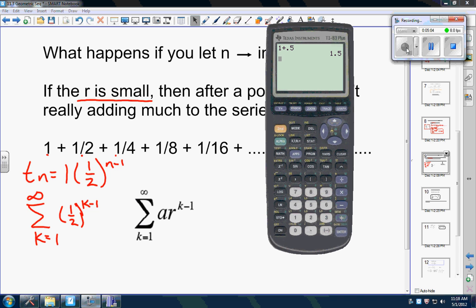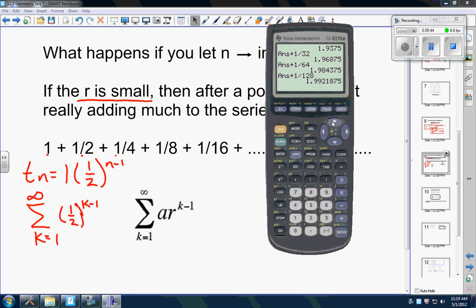1 plus a half takes us to 1 1/2. You add a 1/4 to it. You add an 1/8 to it. You add a 16th to it. You add a 32nd to it. You add a 64th. You add a 128th. You're going to see we're not making much of a dent, whereas before, we were adding 50 cents, a quarter, an 1/8 of a dollar, 1/16 of a dollar. Now we're not really making much of a dent at all.